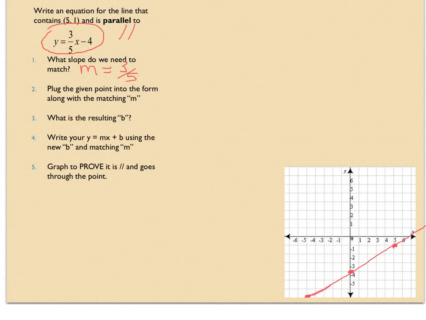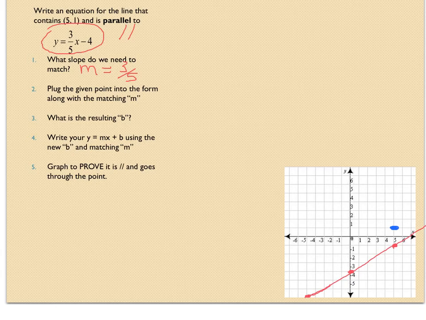Okay, now let's finish finding our equation. So the slope we need to match is 3/5. Now, we know that we want our line to go through the point (5, 1). So let's mark that point. We know for sure we want our line to go through the point x of 5 and y of 1. So we definitely want to go through this point right here. Let's just put that on the graph, and let's make sure that our line goes through there.